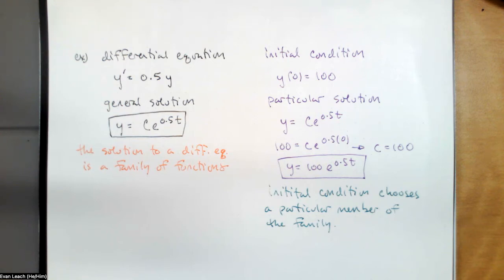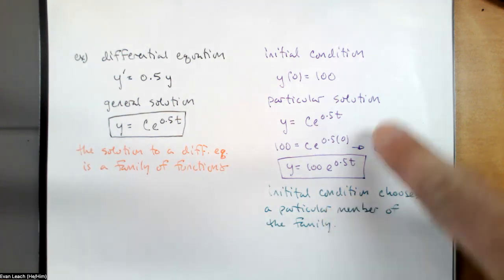Notice that in the case of these exponential functions, the 0.5 came from the differential equation. That was an essential part of the differential equation. The 100 came from the initial condition.